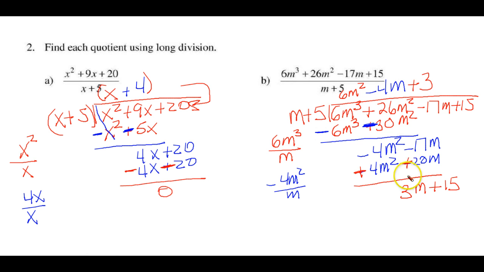M times 3 is 3m. 5 times 3 is 15. Now when I put my line there, what do I do to these terms? Change the signs and add, and there's 0 remainder.